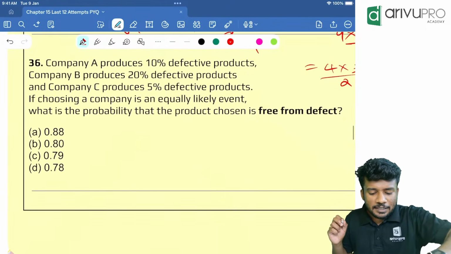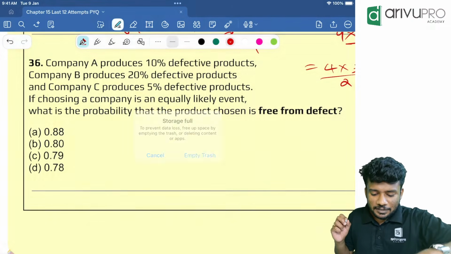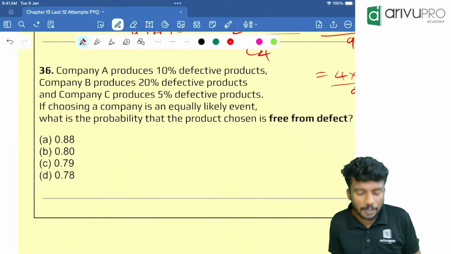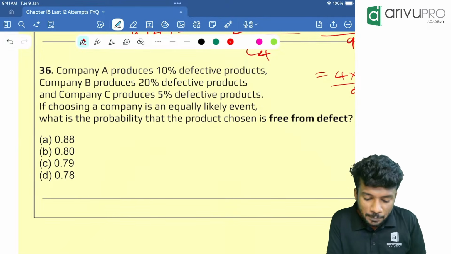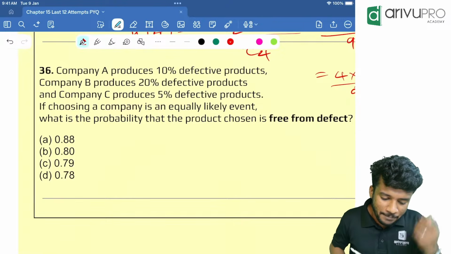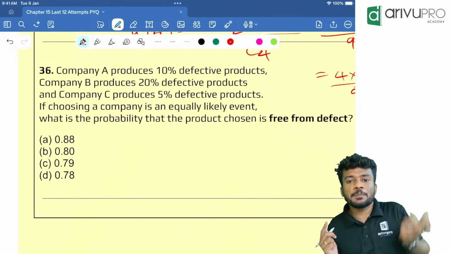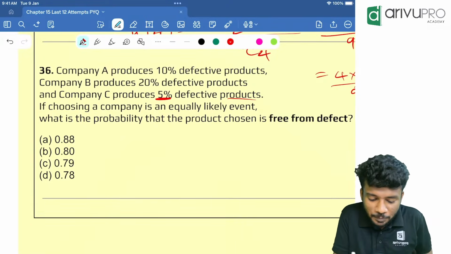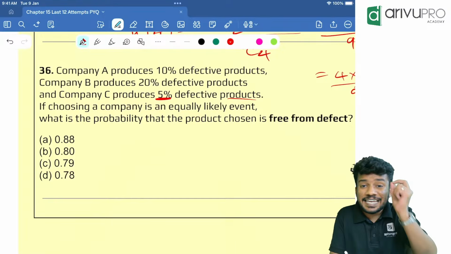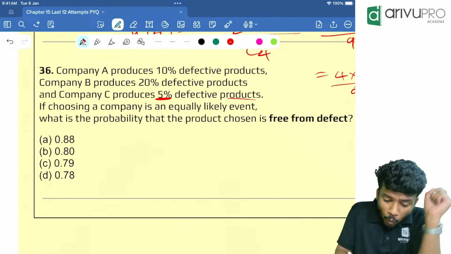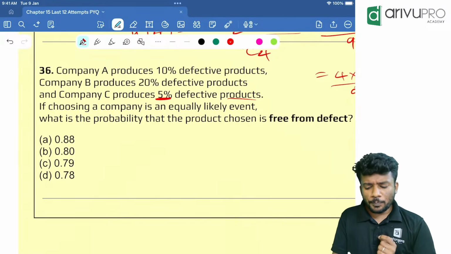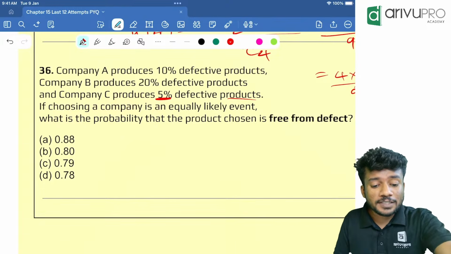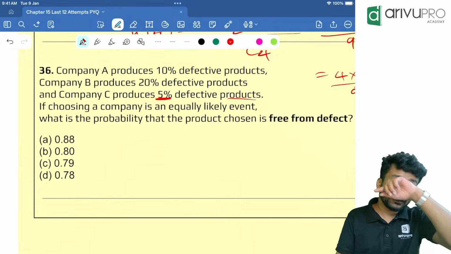Next one, another repeated pattern of question. It is a very good question which can repeat in the future also. Company A produces 10% defective products. Company B produces 20% defective products. Company C produces 5% defective products. If choosing a company is an equally likely event, what is the probability that the product chosen is free from defect?